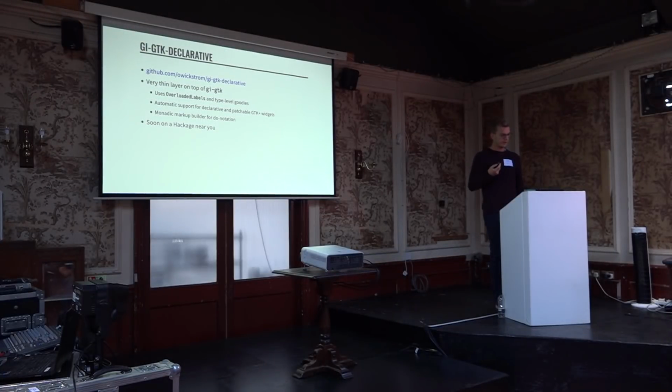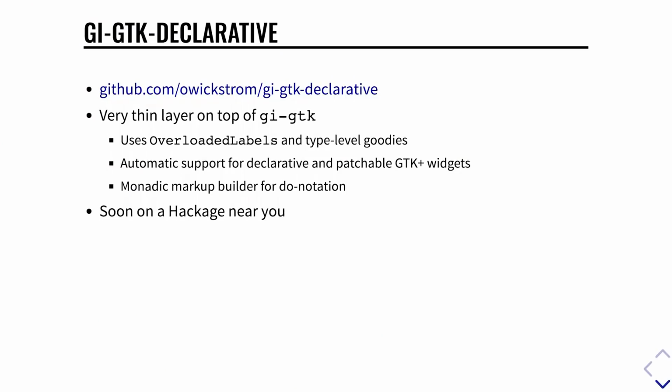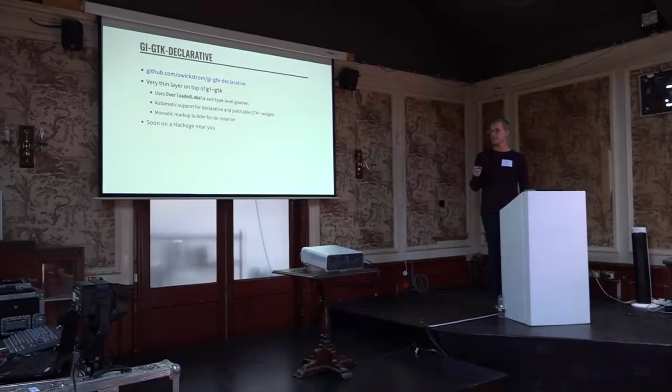Okay, so I started another yak shaving project, which is gi-gtk-declarative. And this is a very thin layer on top of gi-gtk, which uses these overloaded labels and the type information that is available in those bindings to basically give automatic support for doing declarative GTK and having this patchable behavior instead. Also, it features a way to build markup using do notation, so you can put adjacent widgets together using a do expression. This isn't published yet. It's on GitHub, but it's not on Hackage, but probably will be soon.